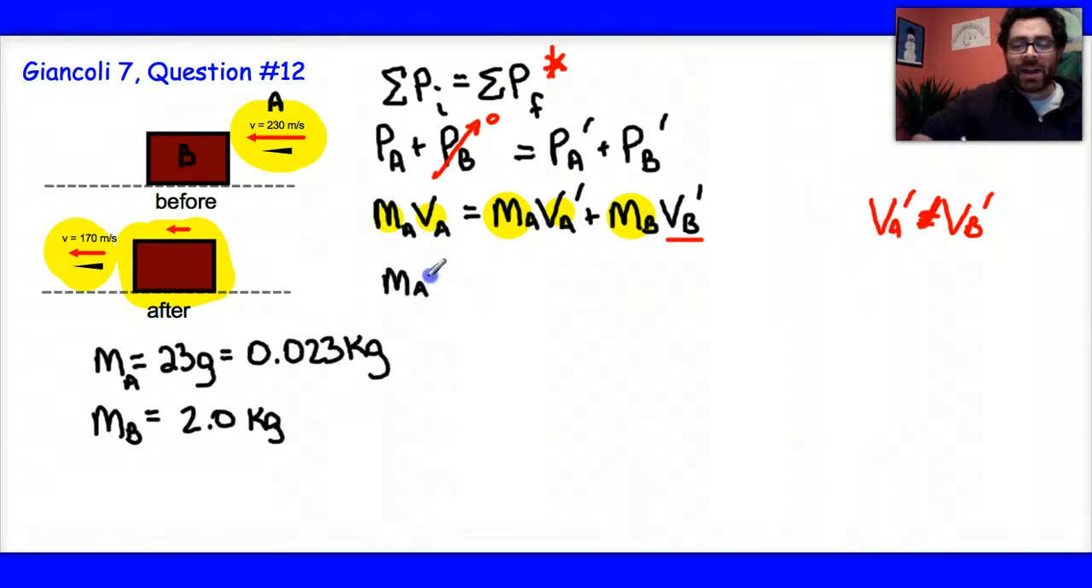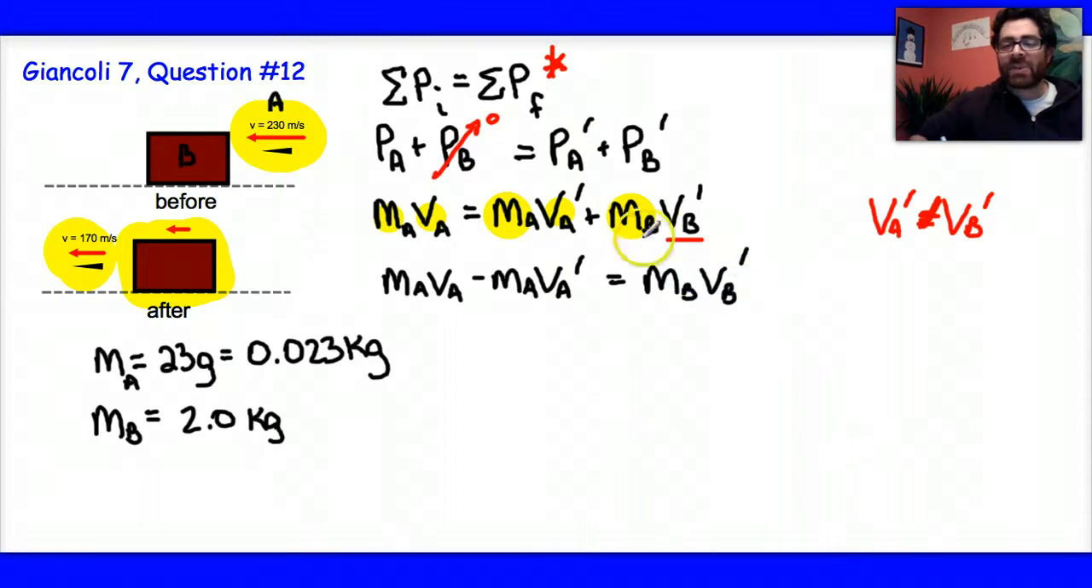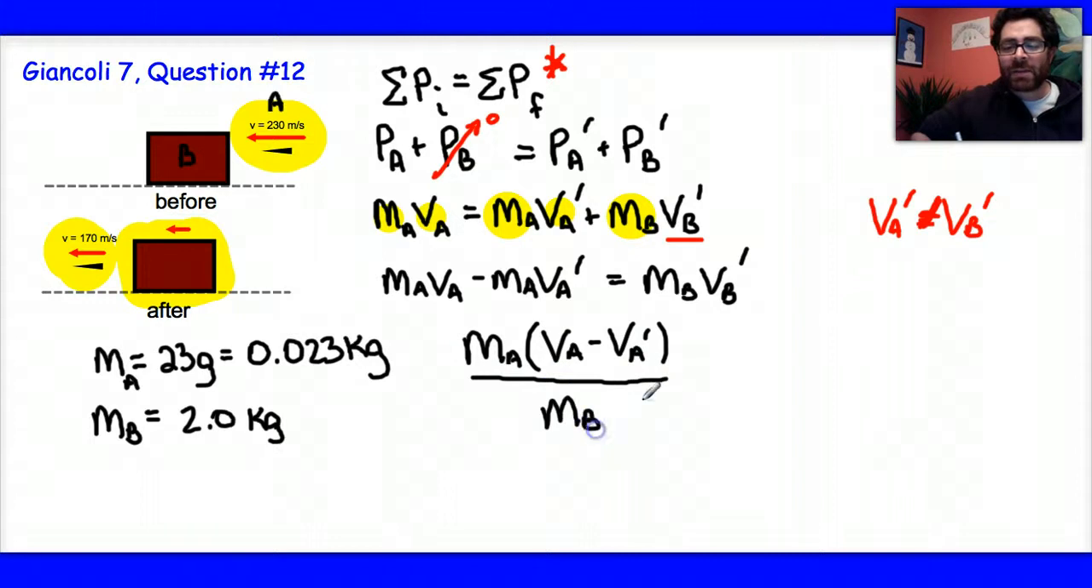I'm going to say that MA VA minus MA VA prime is equal to MB VB prime. Now I'm going to divide both sides by the mass of the block B. While I'm at it, I'm going to factor out an MA just because that looks like fun. So I'm going to get MA times (VA minus VA prime), all of that divided by the mass of block B, and that expression yields the velocity of block B after the collision.